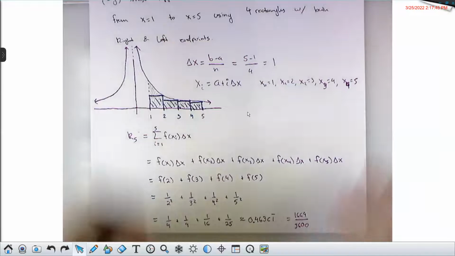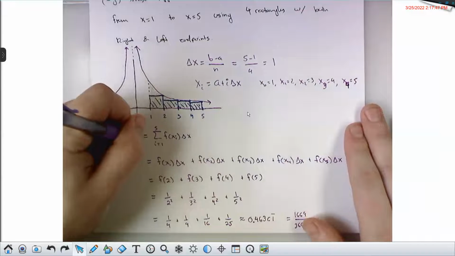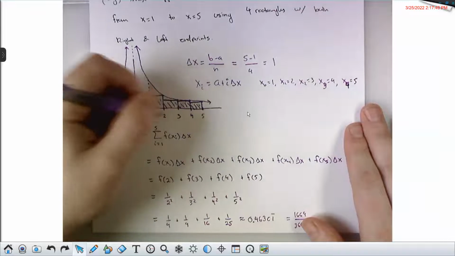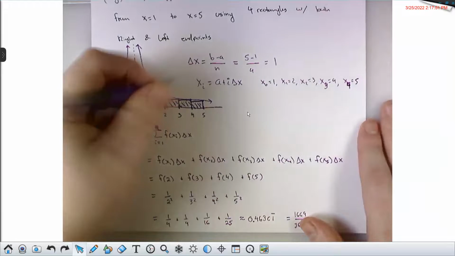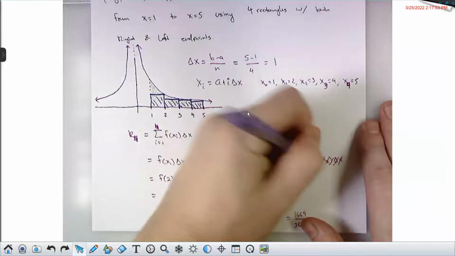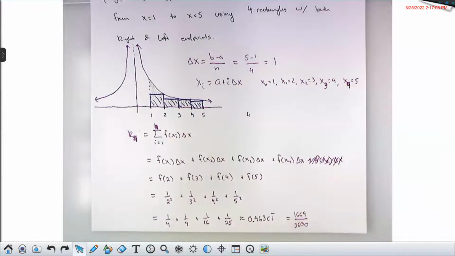Oh, I just realized I wrote R5. Yeah, we're calculating R4. I'm so sorry. 4 rectangles. We don't have this fifth term. I had to stare at that for a minute going, don't I have an extra term here? No, no. Okay.